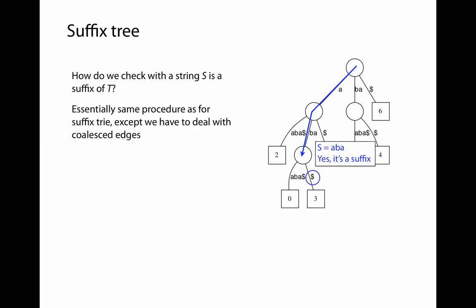The deal with the suffix is very similar. We follow this same procedure. We're going to follow the path dictated by the characters of the string S, A, BA, and then we can check whether, if we're in a node, that node has an outgoing edge labeled with a $ sign. If we're in the middle of an edge, that's another case. For example, if our query were A, BA, ABA, that would put us here. We'd be in the middle of an edge. Then we would check to see whether the next character on the edge is a $ sign, in which case, yes, it's a suffix.